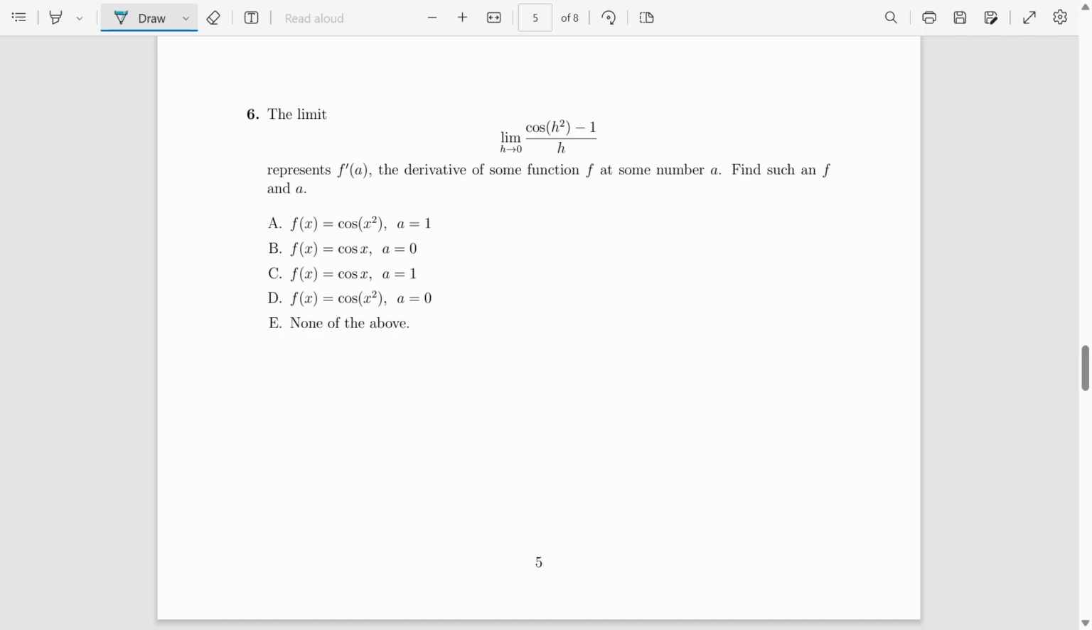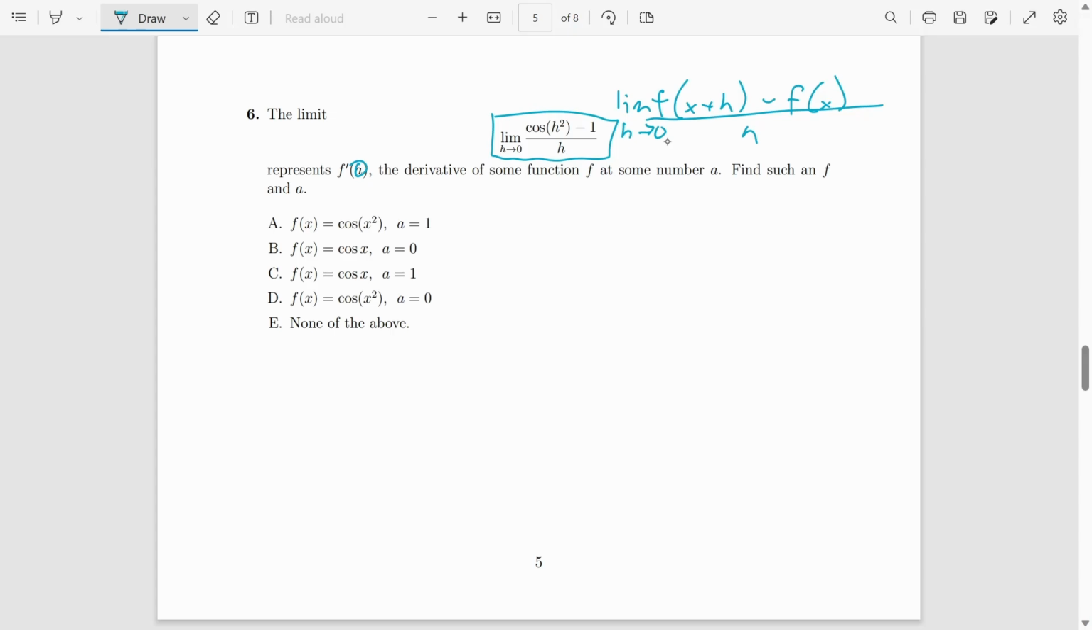All right, question 6. You have this limit, and it represents f prime of a, which is the derivative of f at the value a. It wants you to find the original function and a, so that when you do this limit on it, it looks like this. It goes back to that, which looks suspiciously similar to the manual limit definition of the derivative that you've learned: the limit of f of x plus h minus f of x, all over h, as h approaches 0.